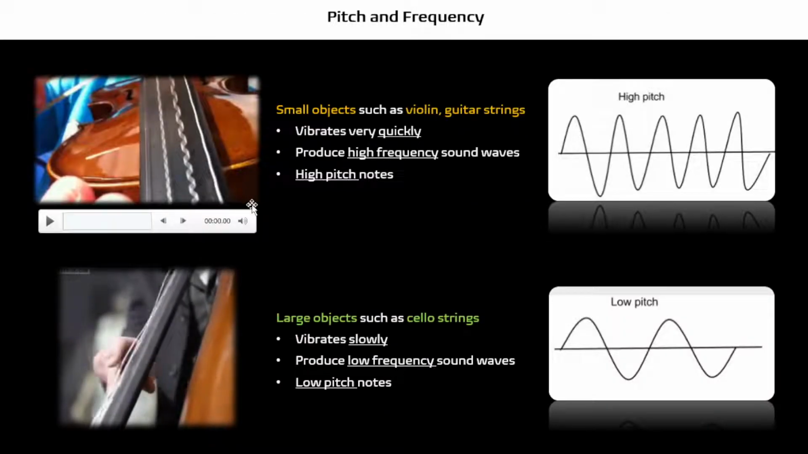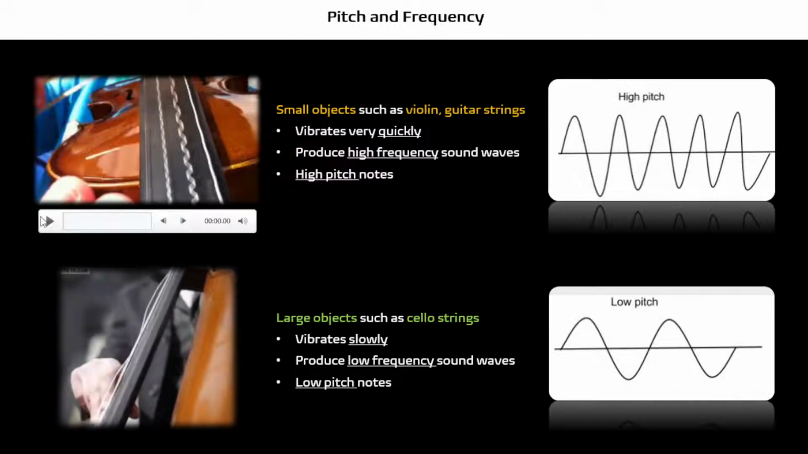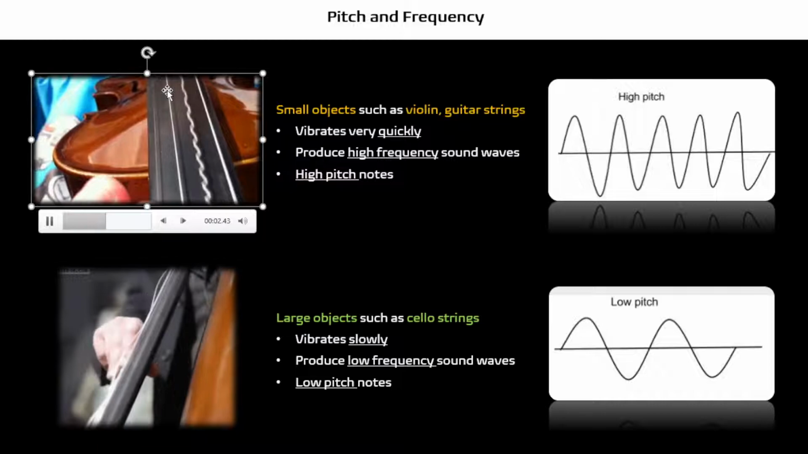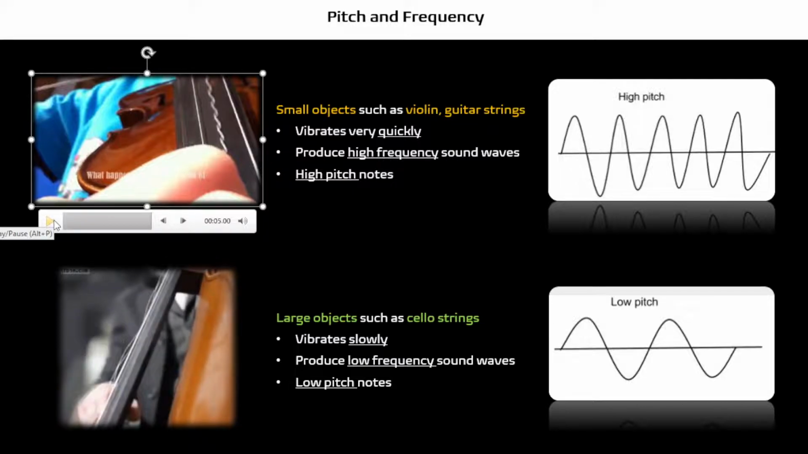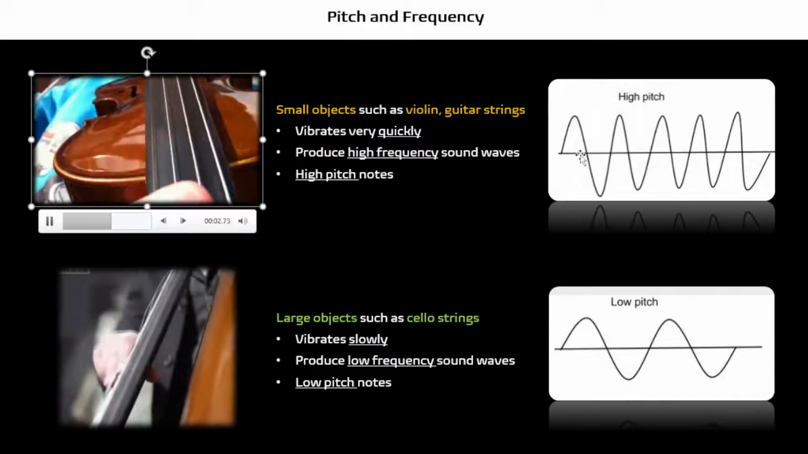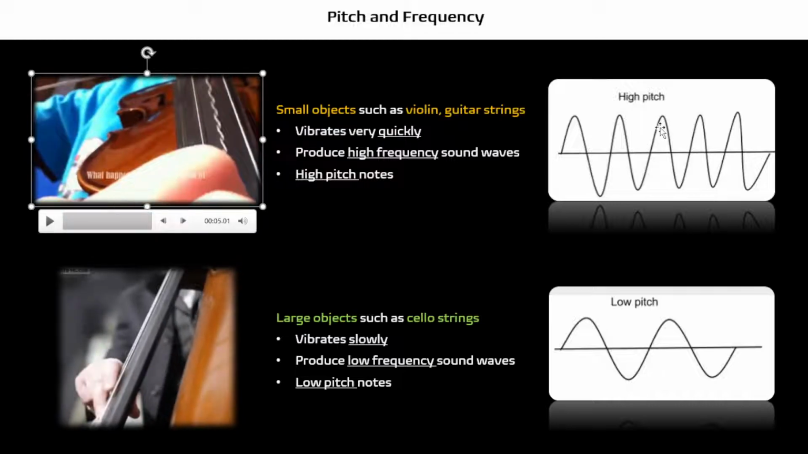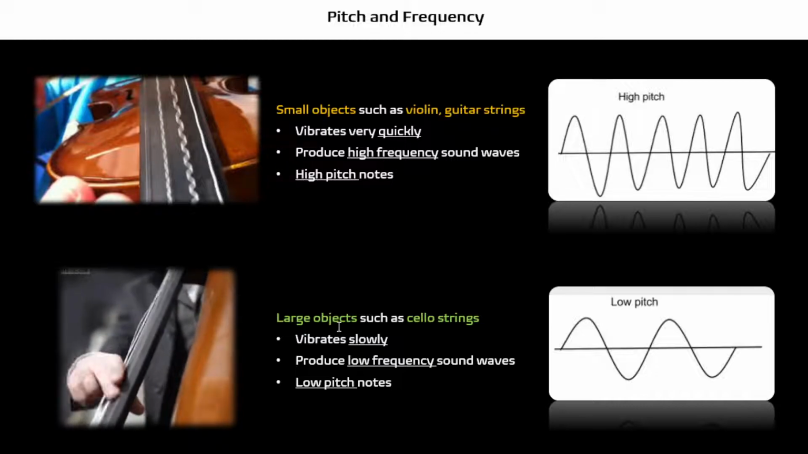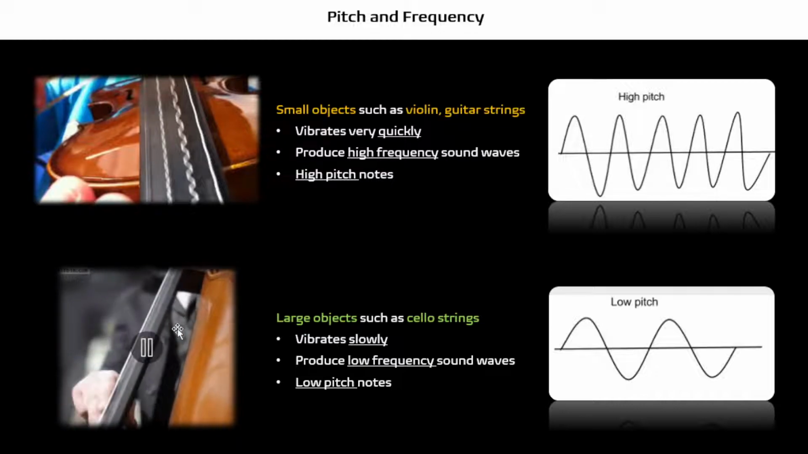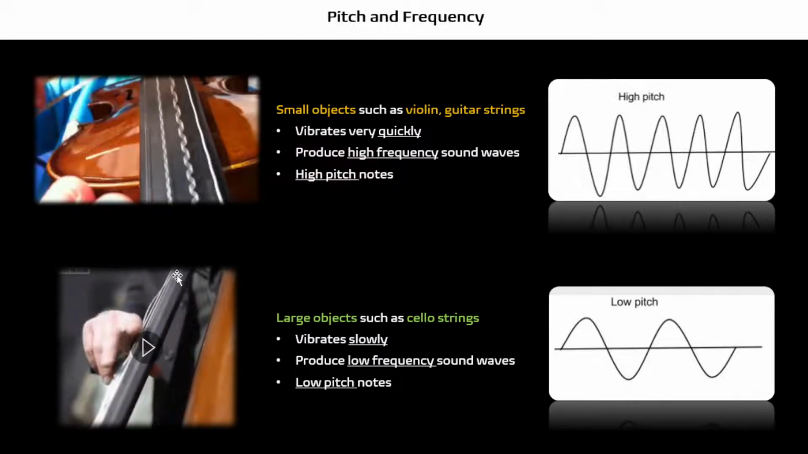Now, pitch and frequency. Very small objects such as violin or guitar strings, if you can see the video here compared to the cello below, are going to be vibrating very quickly and will produce very high frequency sound waves. High frequency means that the notes will be high pitch. But for large objects such as cello strings, the vibrations will be very slow compared to your guitar strings or your violins. Hence, they will produce very low frequency sound waves. So low frequency means low pitch notes.